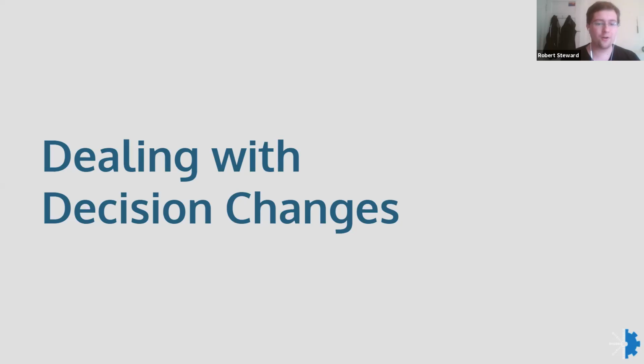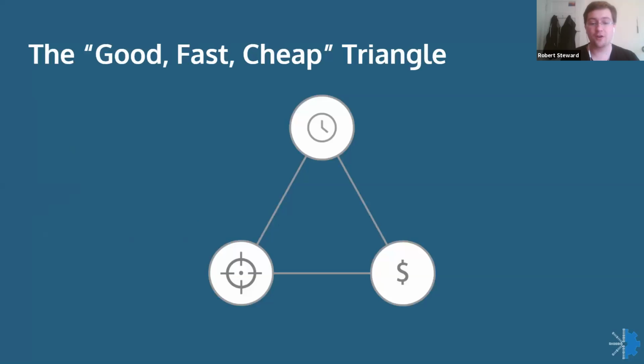Last thing I'm going to go over, and this one should be a little bit quicker, I know we're getting close on time, is just dealing with decision changes. So quickly, this is commonly known as the good, fast, cheap triangle. You've got three points. You've got time, which is that fast part. You've got good, which is down here, your scope, and cheap is your money.